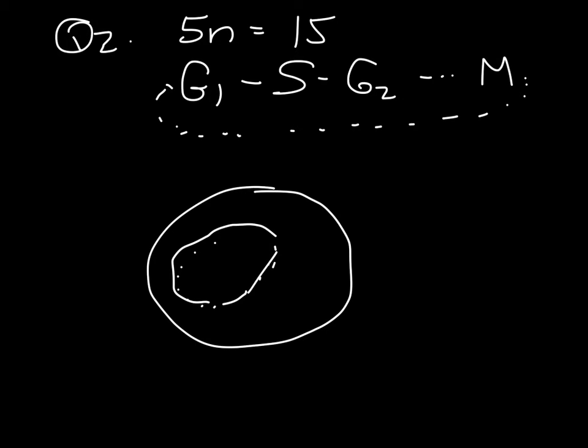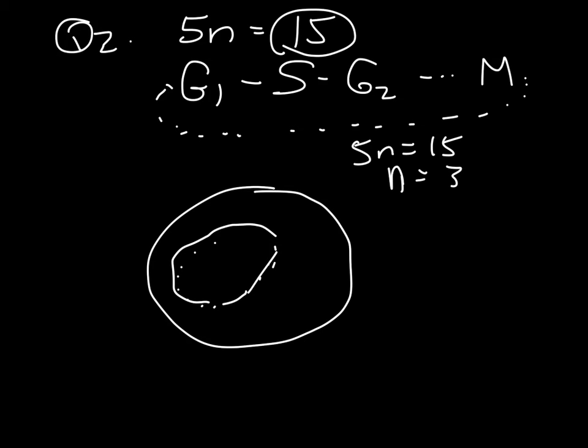And how many total chromosomes should it have in it? Well, the total number of chromosomes is here, 15. We need 5N equals 15, so we solve for N. 5N equals 15, divide both sides by 5, N equals 3.